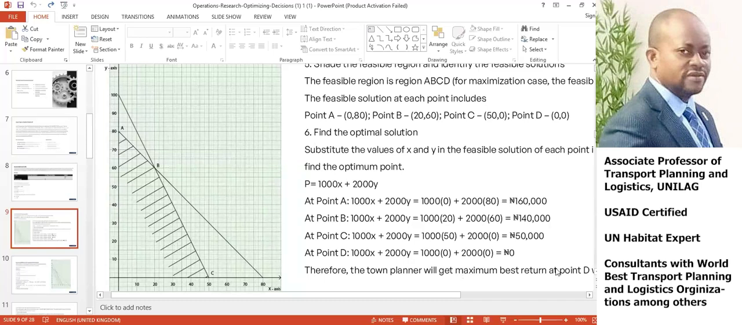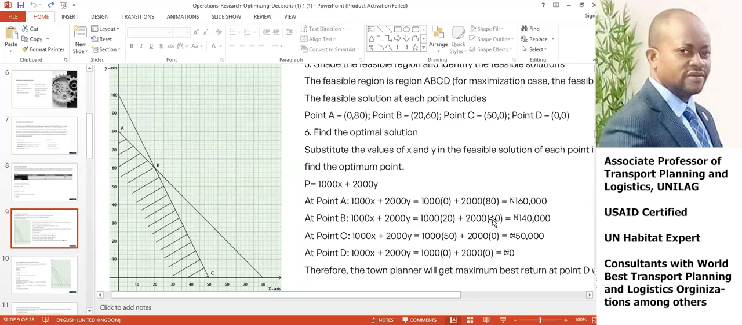Point A. Exactly. Point A is maximum. Yes, it's point A, not D. Don't follow the slide. Just follow the solution. That's where you get the maximum. That is a typo. Don't follow this one. At times it could be at point C. At times it could be at point D.